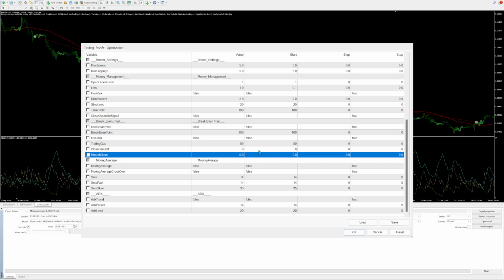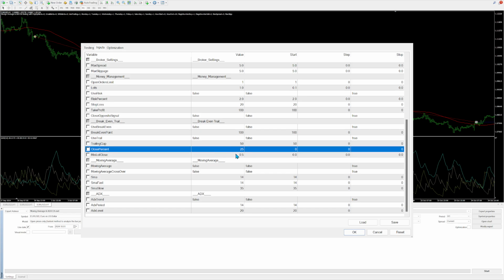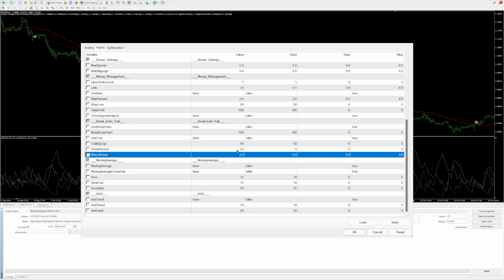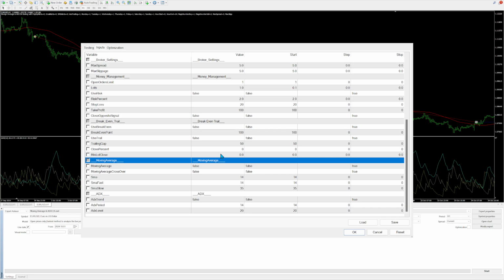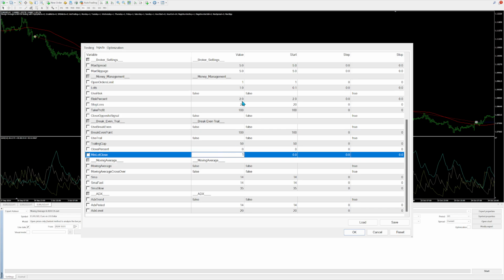So for example, if you're trading one standard lot and the minimum lot close is 0.5 and you're closing 25% of an open position, as soon as there's only 0.5 lots left in the trade, the EA will stop closing part of the position. If you have minimum lot close set to something higher than the lot size that you're using, it just won't close any percent of the trade. It will just use trailing stop as normal. For the close percentage to work, you need to have break even and or trailing stop activated.